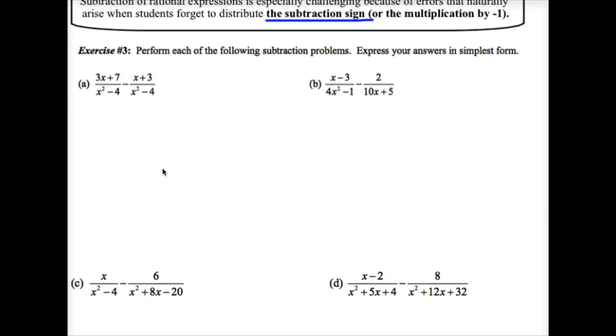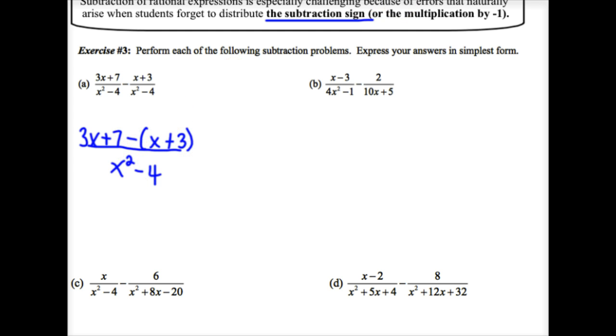So let's try A. First thing, look at this. They have a common denominator, so this one's easy. I make it into one common denominator, which is x squared plus 4, and I combine my like terms. But I have to rewrite this as 3x plus 7 take away x plus 3.